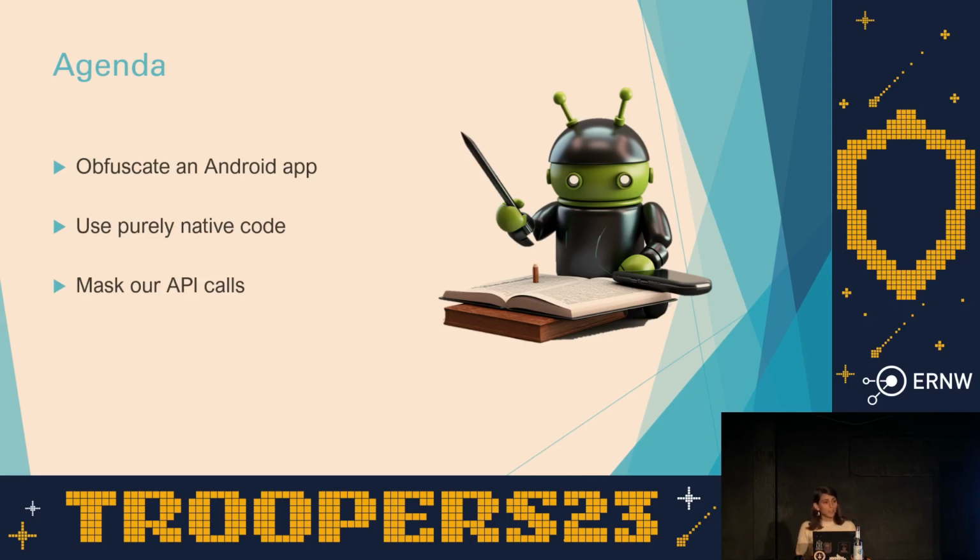So we're going to be actually creating a purely native application together, and then at the end, we're going to take that native application and try and mask our API calls to the Android framework to produce an even less detected application that's written in pure C++.